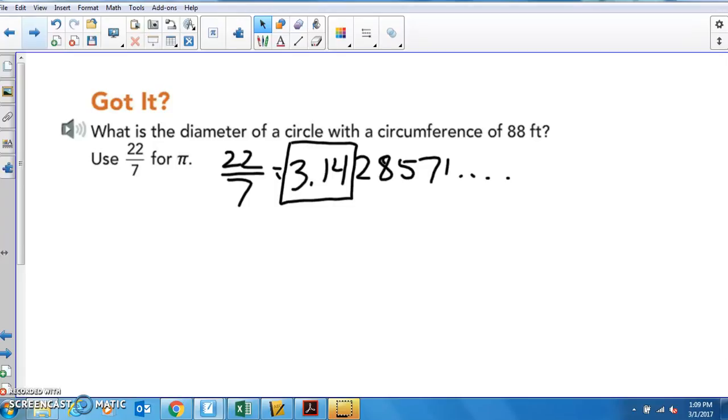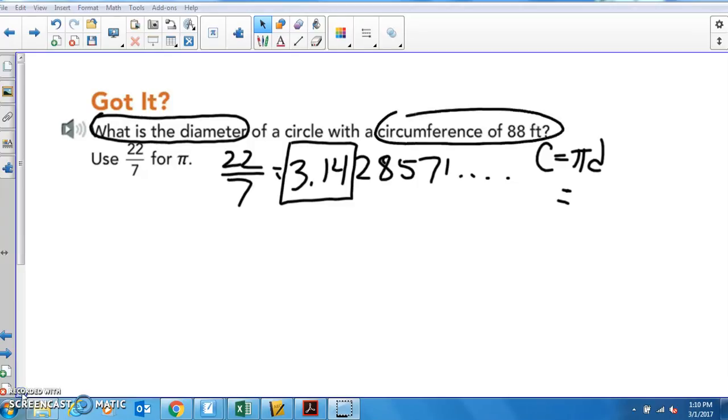So what we want to do here is find the diameter of a circle with a circumference of 88 feet. So what we're going to do is plug everything into the formula. So we have circumference equals pi times diameter. We know here that we're trying to find the diameter. It says, what is the diameter? So the diameter on this problem is what is unknown. It's not the circumference. It tells us here our circumference is 88 feet.